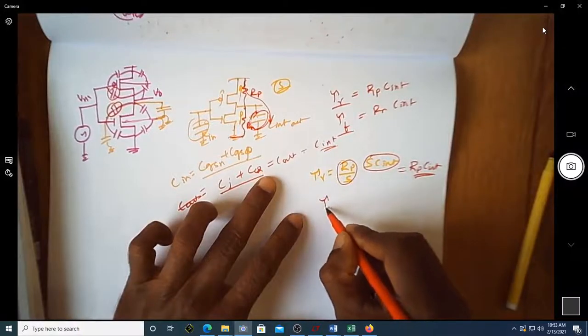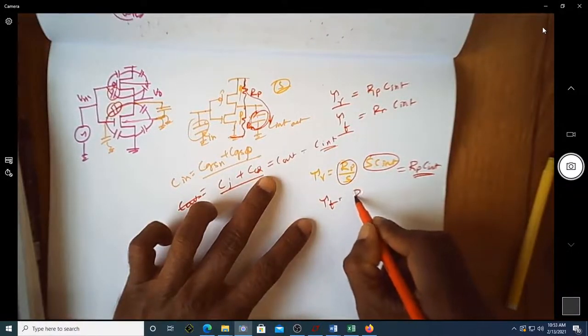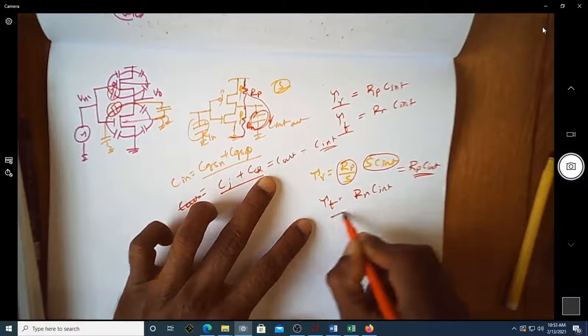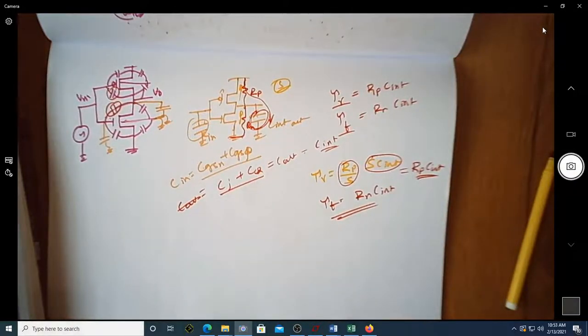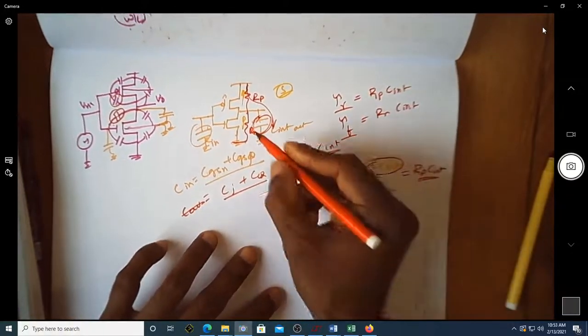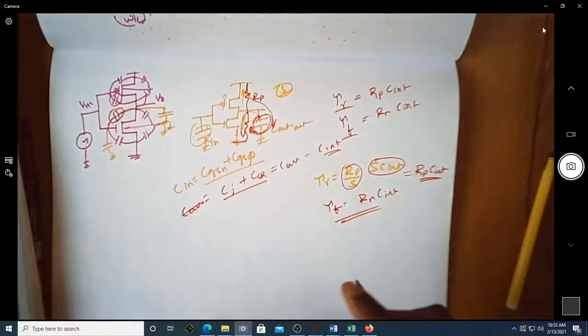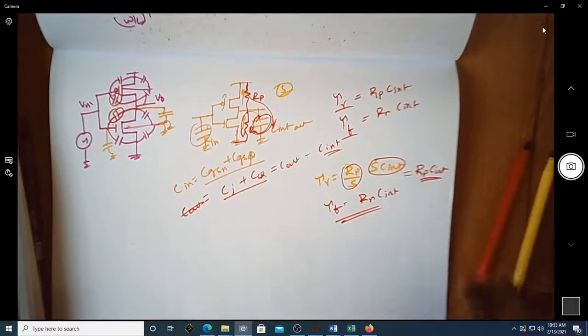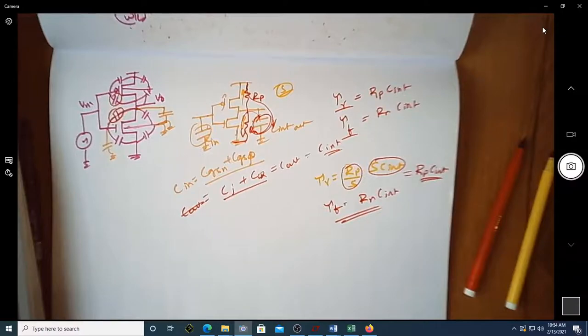Then what is your fall time? Fall time is also Rn into C intrinsic. Rn is the one which is responsible for discharging. That's why it is Rn into C intrinsic. So basically what we are trying to understand is, scaling will not affect my rise time and fall time.